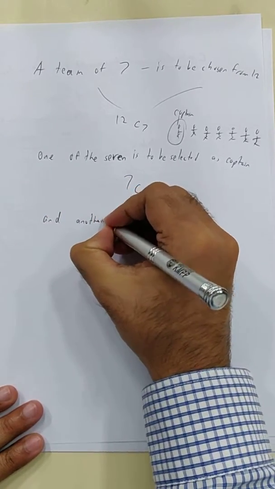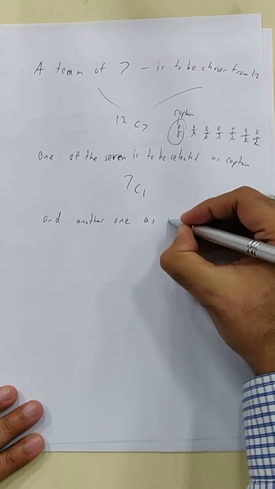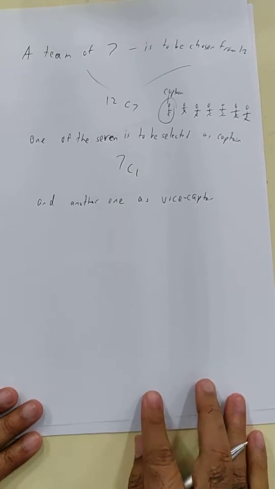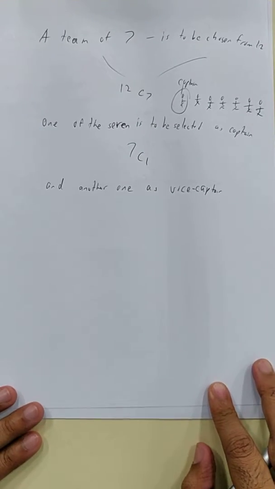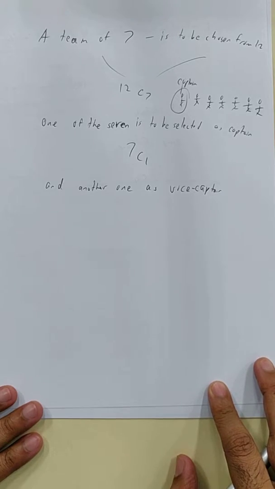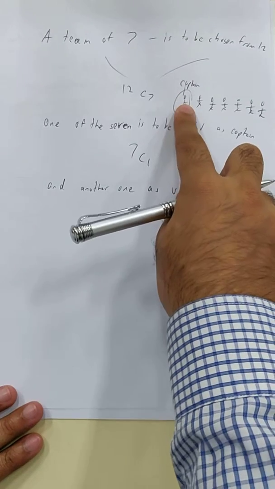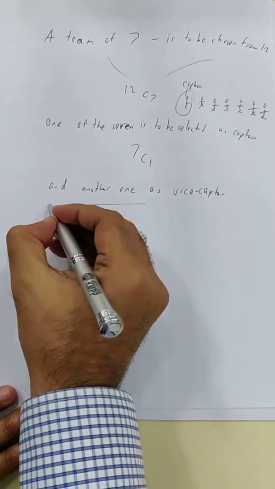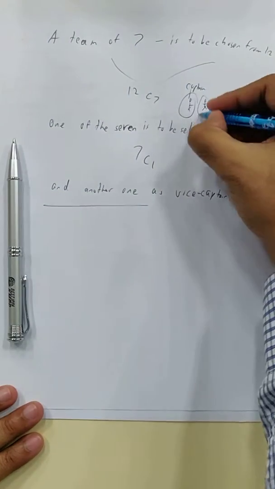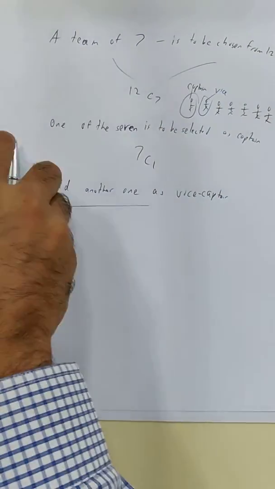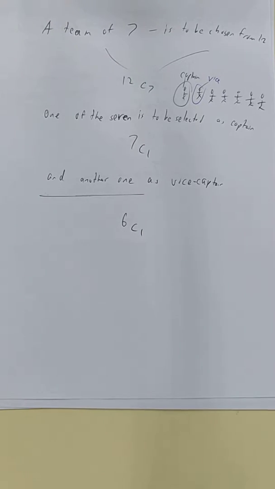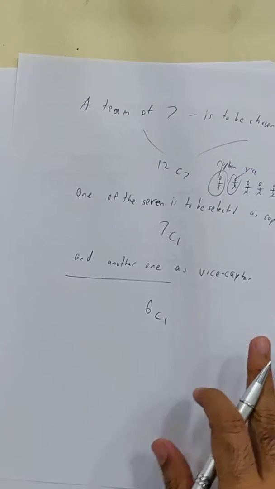Are you okay? It's not yet over. And another one as vice captain. How do we calculate this other one? 6 or 7? Why 6? One person has been selected as captain, sir. And another one later, so that means this person is your vice. So 6C1. Are you okay? It's not yet over. No, I'm just kidding. The question ends there.